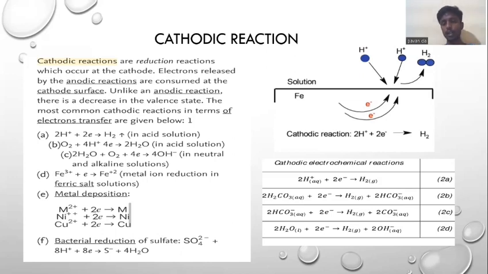Cathodic electrochemical reactions. These are examples of cathodic reactions. 2H+ plus 2 electrons gives H2 gas, then H2CO3 plus 2 electrons gives H2 gas plus 2 HCO3-. Next, 2 HCO3- plus 2 electrons gives H2 gas plus 2 carbonate ions. Next, 2 molecules of water plus 2 electrons gives H2 plus 2 hydroxide ions.